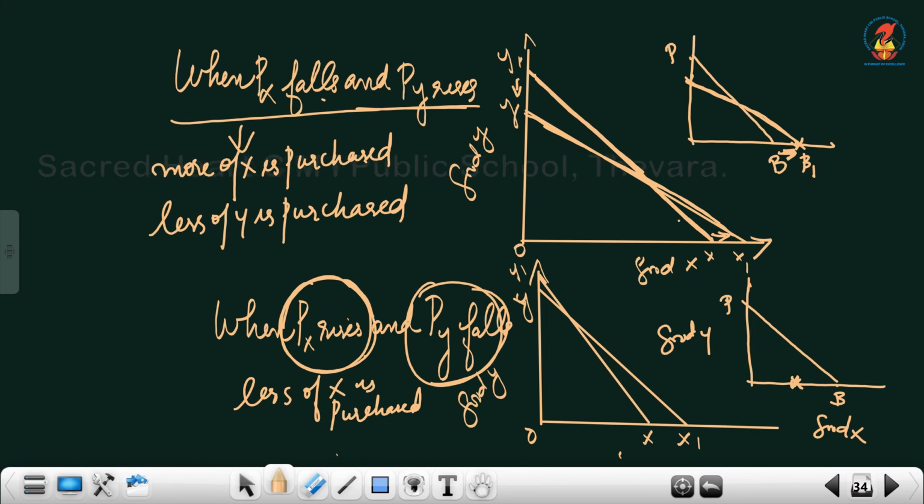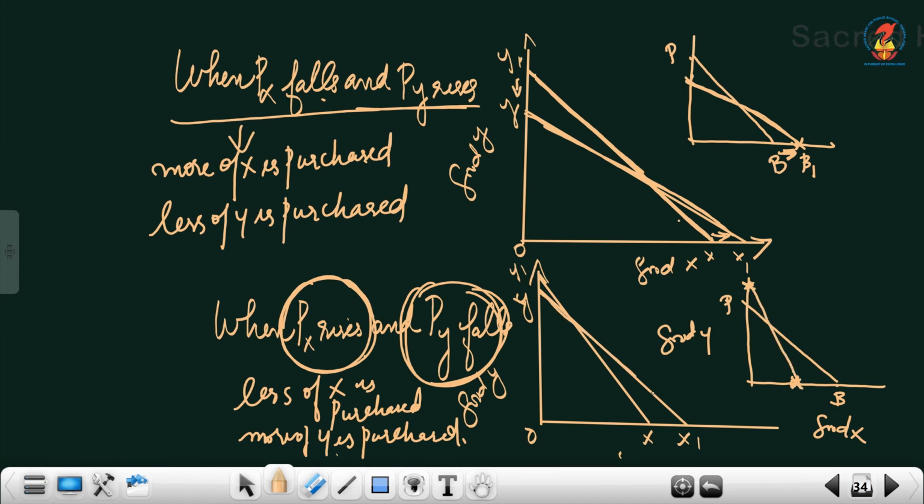Price of Y has fallen, that means more of Y is purchased. More of Y is purchased means it has to come up, more of Y from the initial point. Now, connect these 2 points. This is how you draw.